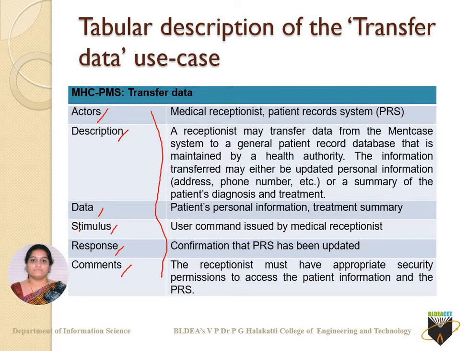Okay, then comes the data. What is this data? The patient's personal information or a treatment summary. So that's the data being addressed there. Then what is the stimulus? The stimulus is a user command being issued. Who is issuing that transfer data? Transfer data is being issued by the medical receptionist. So this is one categorization which you can see. And lastly, who is responding for that? Confirmation is received from the PRS. PRS is the patient record system.